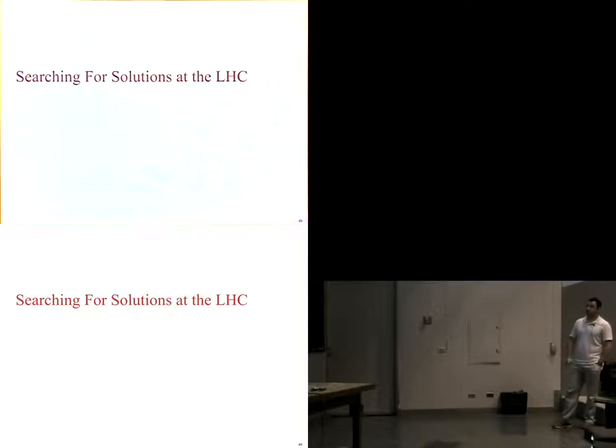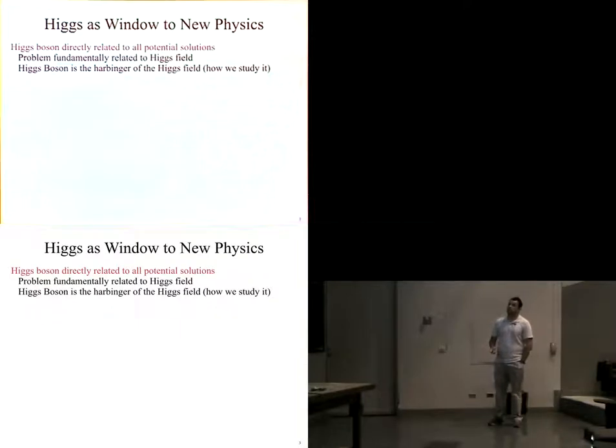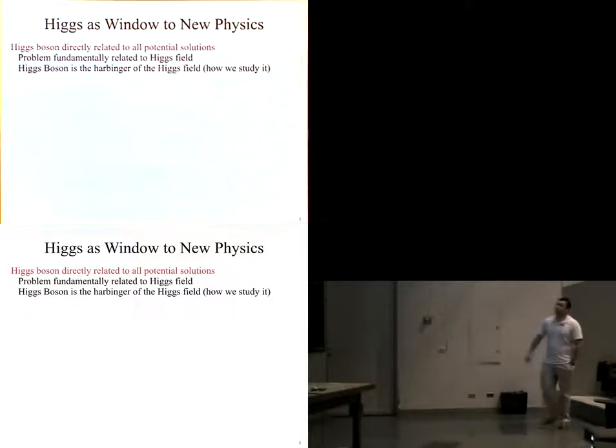Okay, so that's sort of a flavor of what one of the solutions might look like. The other solutions are similar, although they're really not as deep as the supersymmetry solution. So how can we actually look for these solutions at the LHC? That's what the rest of the lecture will be about.